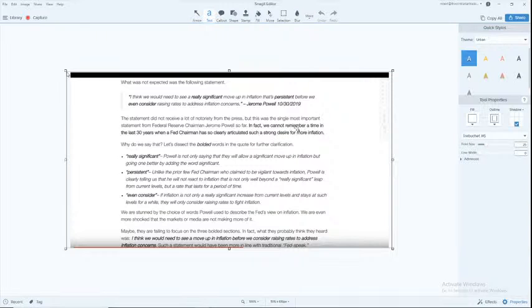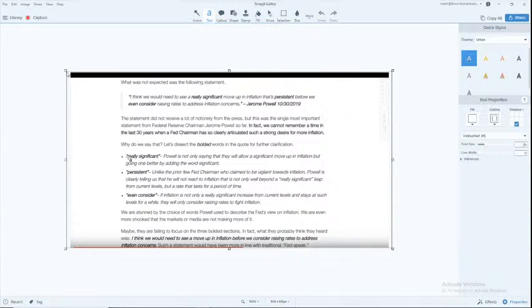In fact, we cannot remember a time in the last 30 years when a Fed chairman has so clearly articulated such a strong desire for more inflation. That is not a quote from Jay Powell. The following are verbiage like this. Remember, they wordsmith the heck out of his statement, so every letter has to be put under a microscope.